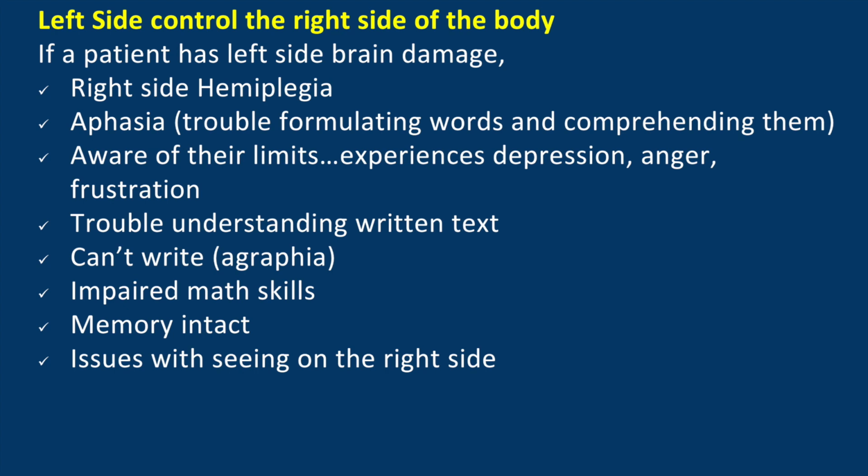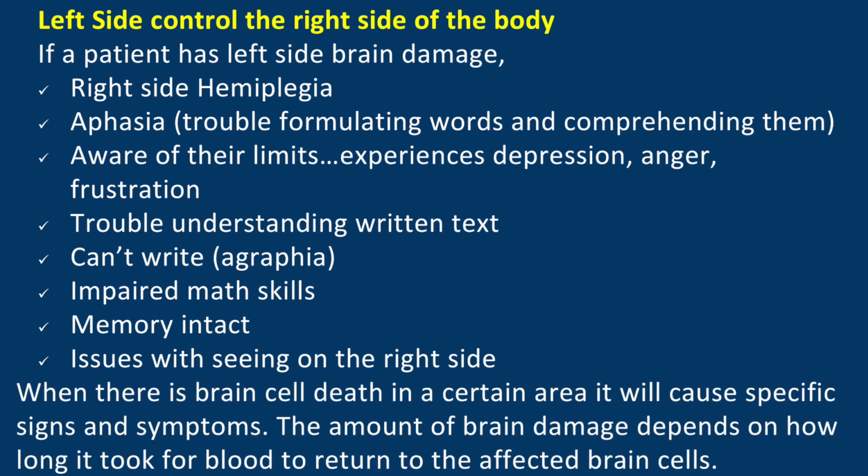The patient will have trouble understanding written text. The patient can't write; they will have agraphia, that is, not being able to write. The patient will have impaired math skills. The patient will have memory intact. The patient will be having issues with seeing on the right side of the body.